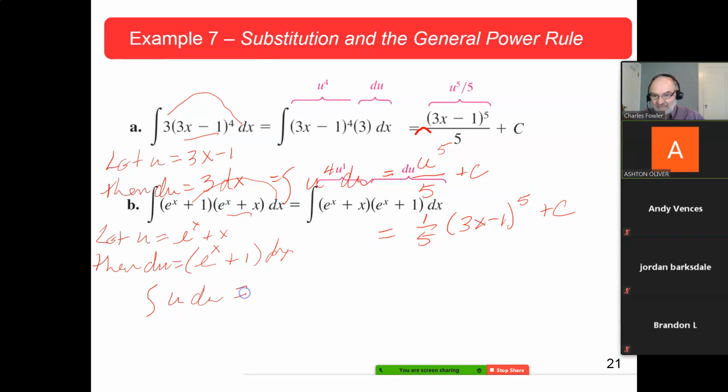And believe it or not, that is a power rule. n is not minus 1, it's 1. So this would be u squared over 2 plus c, which for our case would be e to the x plus x, all squared. Now the way they wrote it last time was over 2, which is fine, plus c. So that should be the answer they get. Let's see what they get.